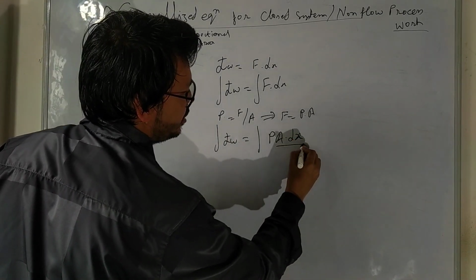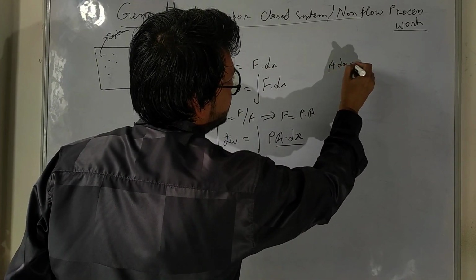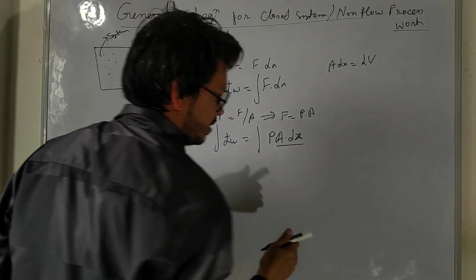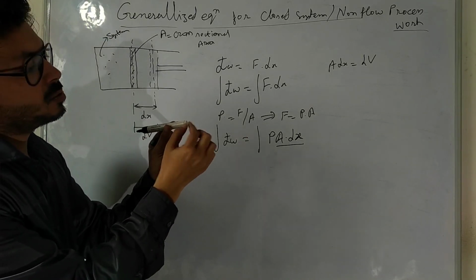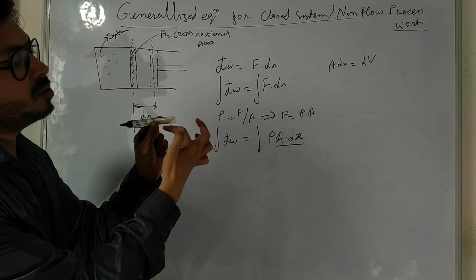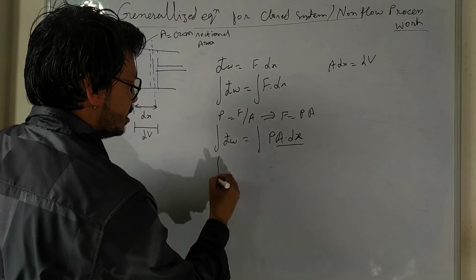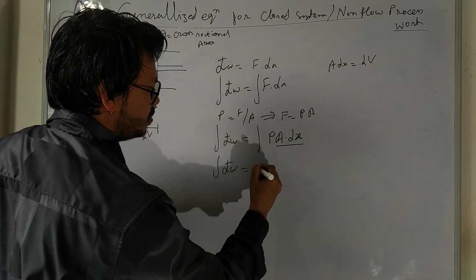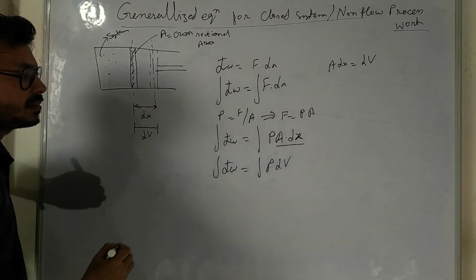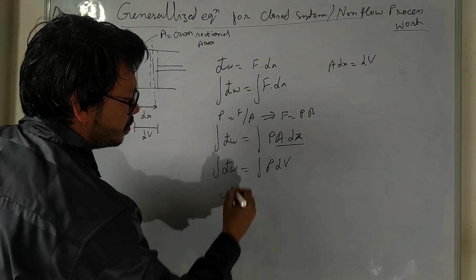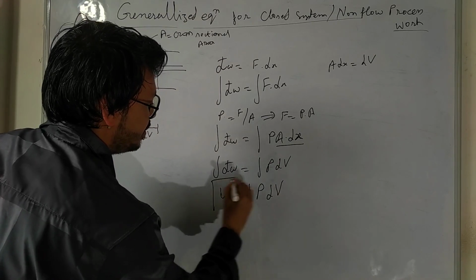Now this area into dx, area into displacement, we know equals volume, that is dV here. See, this is the cross section area and this is the displaced length, so this area into this length is the volume. So in place of A into dx we can write dV. So integration of dW is equal to pressure into dV. Now total work equals integration of P dV. This is our generalized equation.